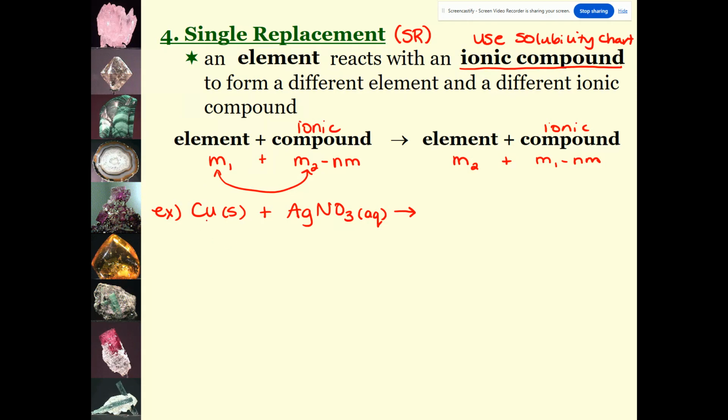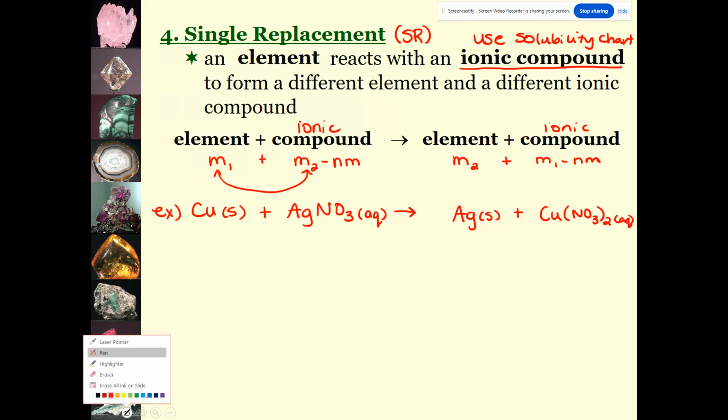Because my element by itself is copper, my copper and my silver are going to switch. So my silver is going to end up by itself, and my copper is going to bond to the nitrate. Now, copper is multivalent, so how do I know which charge to use in my product? If it doesn't tell you which charge to use, you always use the first one listed on the periodic table, as that is more common. So for copper, that is copper with a 2+. So it would be Cu(NO3)2 to balance the ion charges.